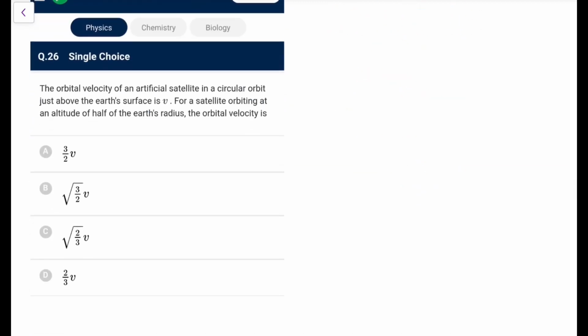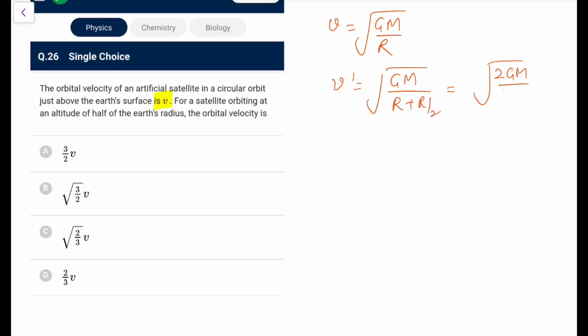The orbital velocity of an artificial satellite in a circular orbit just above Earth's surface is v. For a satellite orbiting at half of the Earth's radius above the surface: just above Earth's surface means v is equal to root GM by capital R. Now at that height, v dash will become root GM upon small r, where r becomes R plus R by 2. So that becomes root 2GM by 3R. So I can take it as root 2 by 3 times v. So again, option C, definitely you can go for this. So not a tough one. Simply you need to know what the orbital velocity is.